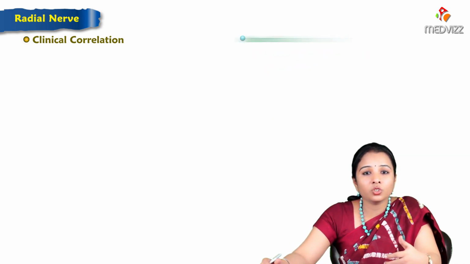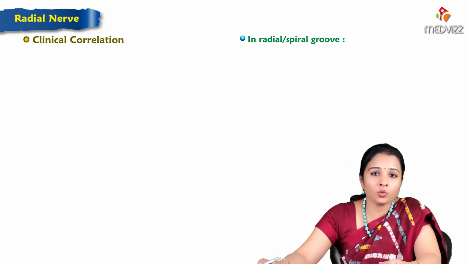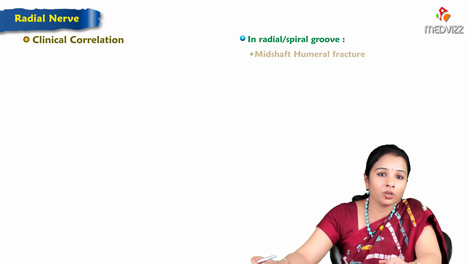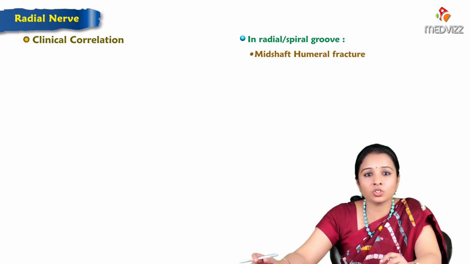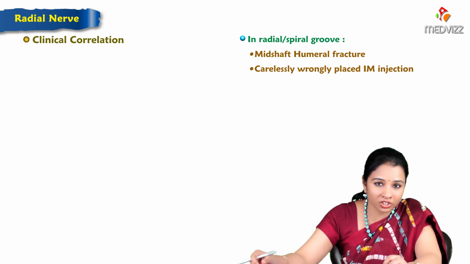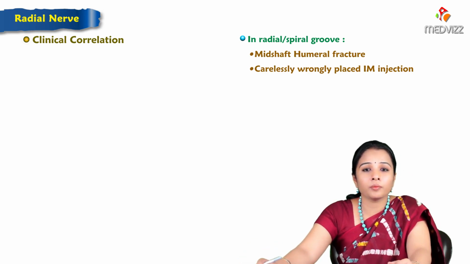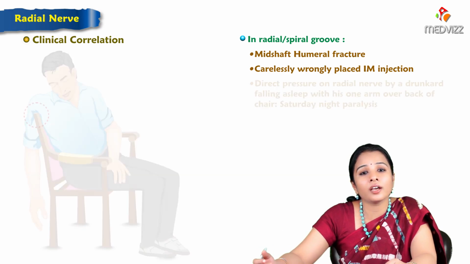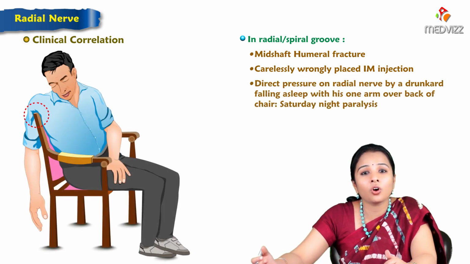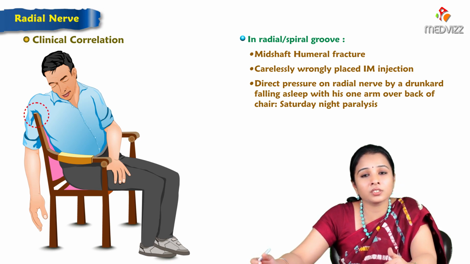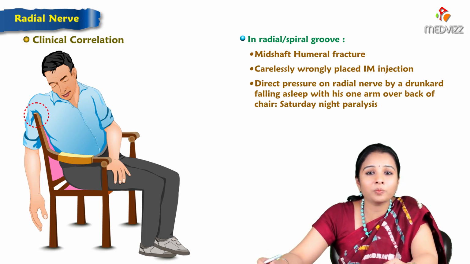Then let's see the injury of the radial nerve in the spiral groove or the radial groove. In the radial groove, the radial nerve may be injured because of mid-shaft fractures of the humerus and wrongly placed intramuscular injection, which can happen because of wrong clinical practice, and direct pressure on the radial nerve due to a drunkard falling asleep. This is also called Saturday night palsy.